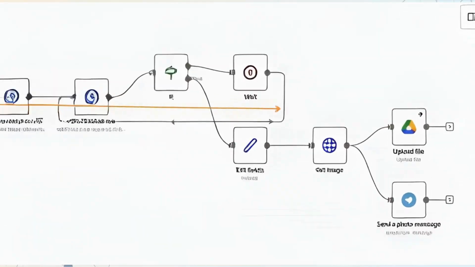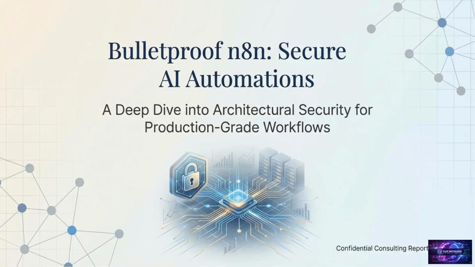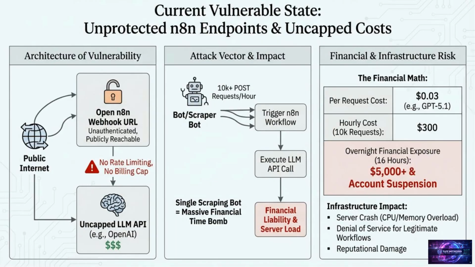They drag a generic webhook node onto the canvas, connect it to OpenAI's GPT 5.1, and maybe hook it up to a simple HTML form or the native N8N form trigger. They hit activate, show you it working once, and say, "Congratulations, you're ready to sell this to clients." If you follow that advice verbatim, you aren't building a business. You are building a financial time bomb.